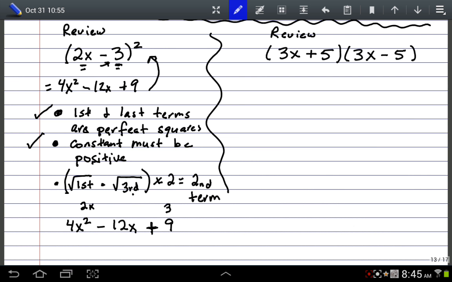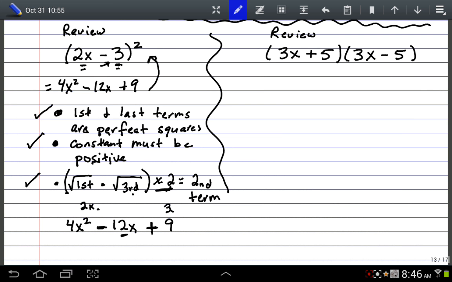Okay? Now, if I take these numbers and I multiply the 2x times the 3 and double it, so I got to say times 2, I would get the 12. So notice 2x times 3 would be 6x, and 6x doubled would be 12x. Now, you can disregard the negative sign. You don't really have to worry about that being negative 12. Okay, so when we say the second term, you don't really have to pay attention to the sign right there. Now, that's how you tell if something is a perfect square trinomial.